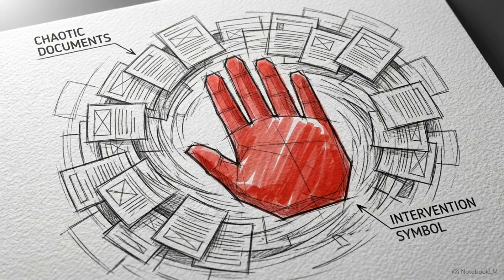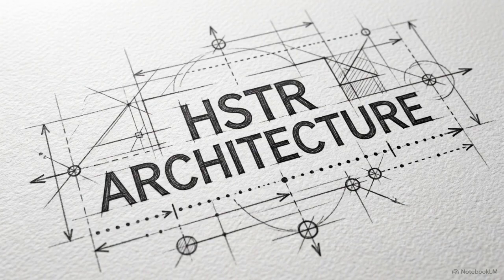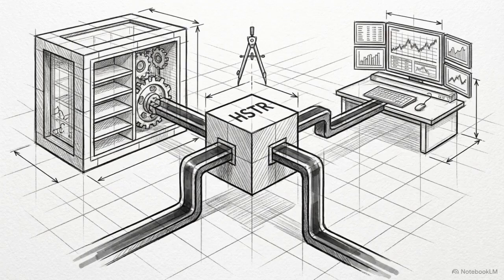To safely deploy LLMs in finance, architects have to stop reading documents on the fly. They must decouple the heavy lifting of context acquisition from the critical path of the trade itself. Reliable AI trading requires pre-computing the state of the world offline. This brings us to a framework designed to bypass the unreliability tax entirely, just-in-time historical state reconstruction, or HSTR.